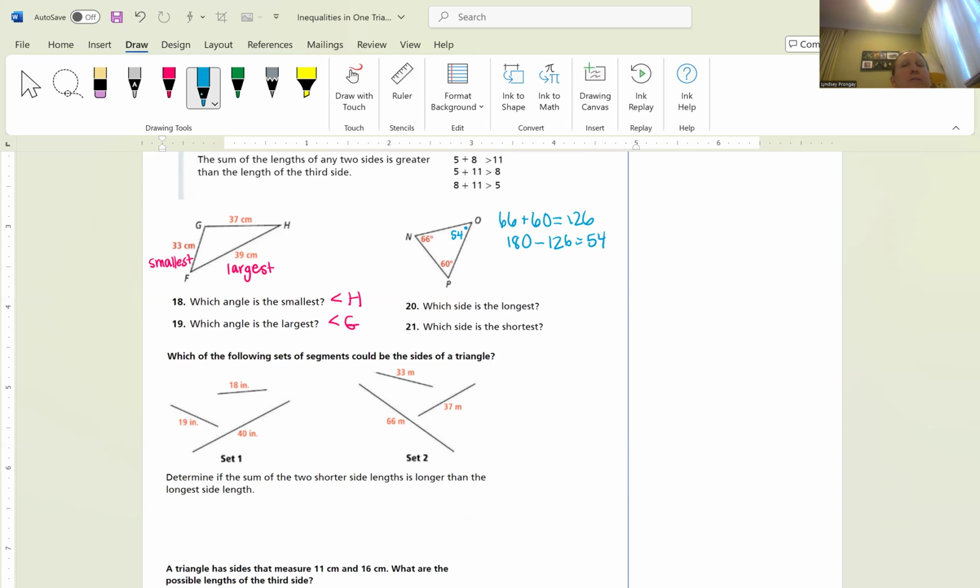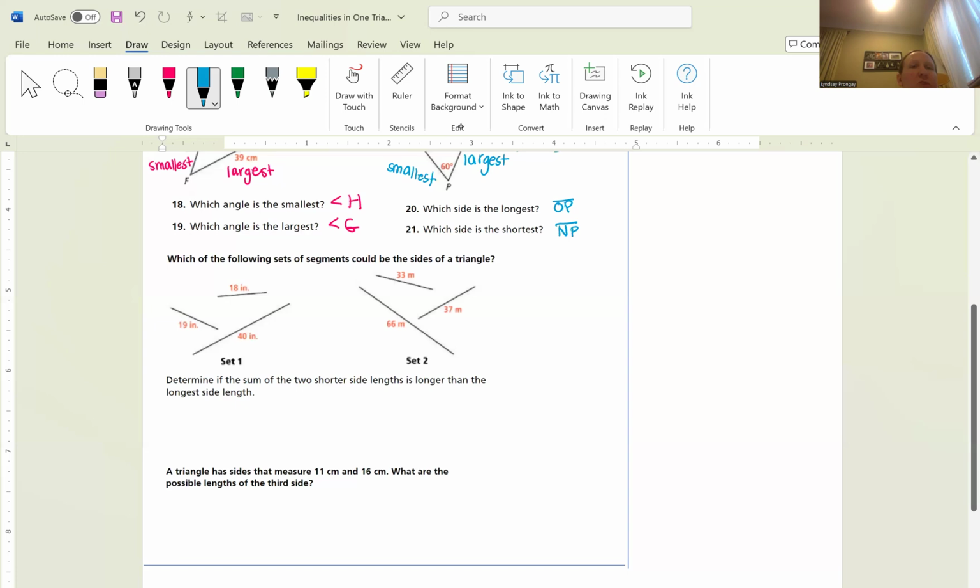And now we can compare the 3 angles and see what they're opposite of. 54 is the smallest. Across from it is NP. So this is going to be our smallest side, which is actually the second of the 2 questions. So I will say down there that side NP is the shortest. And 66 is our largest angle, is across from OP, which means this is going to be the largest side. And that is going to be side OP.